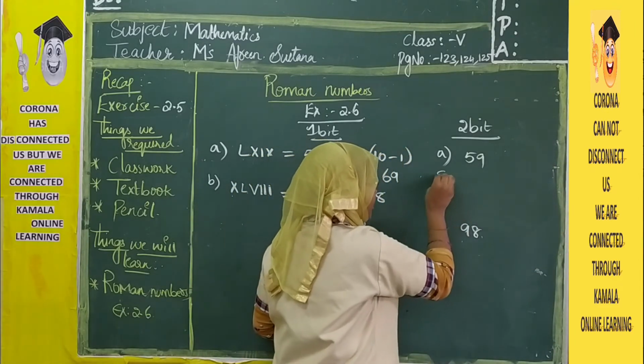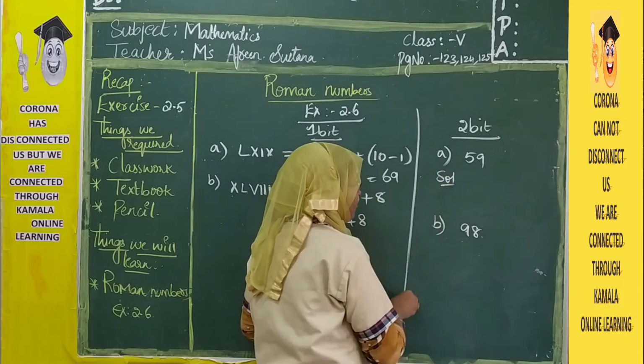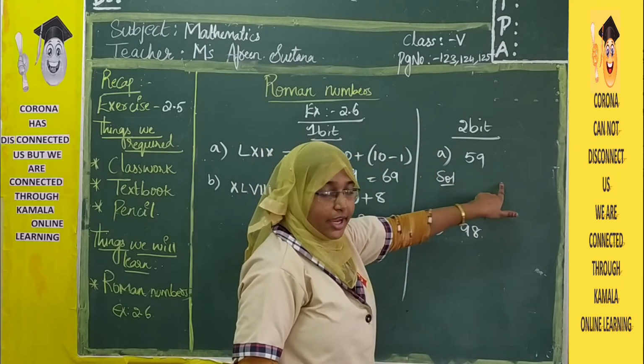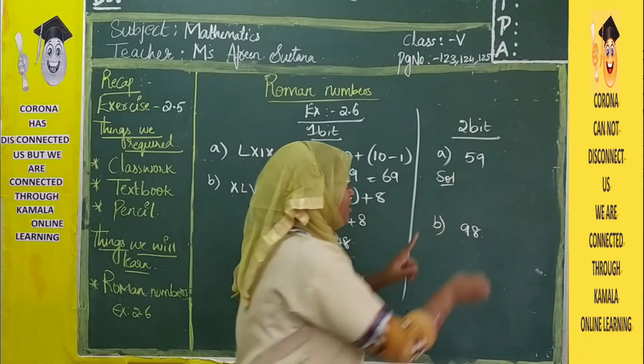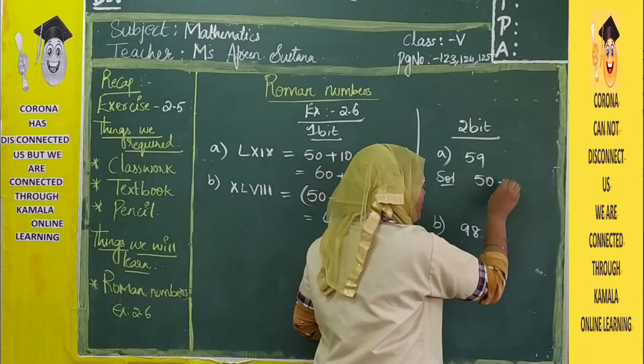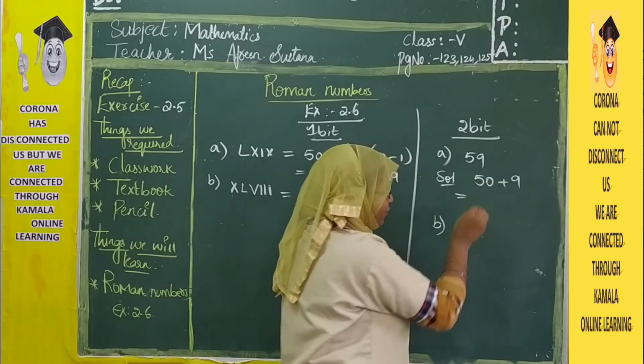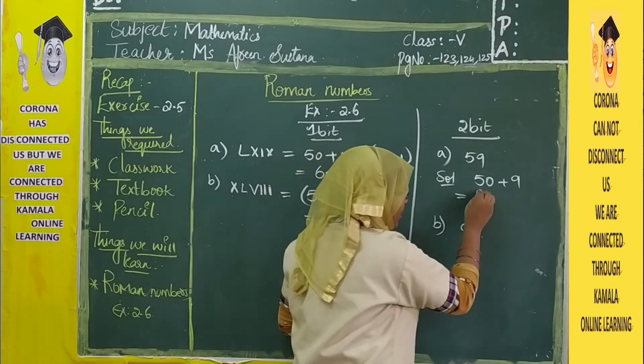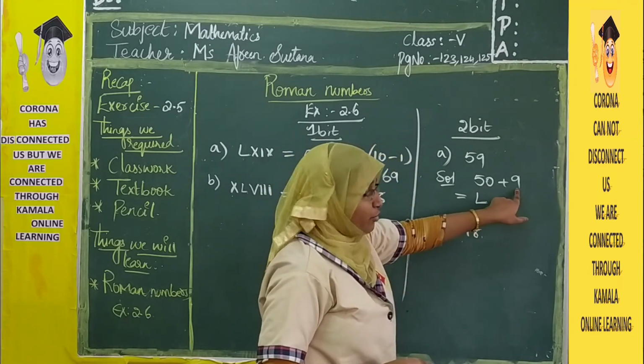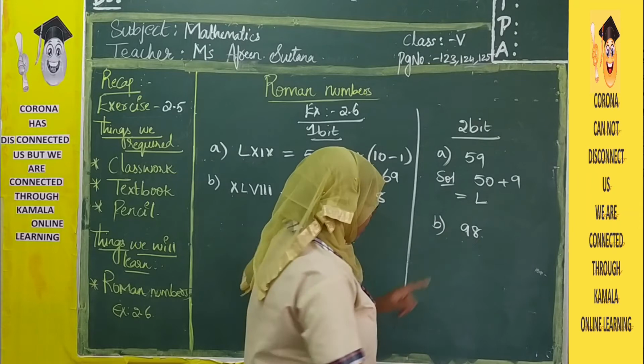Now how to write 59? What we know 50 is what? Let us write separately 50 plus 9. Okay. Now we know 50 is L. L is 50. Now to write 9, how we will write 9?